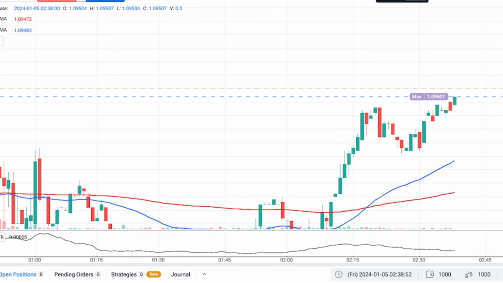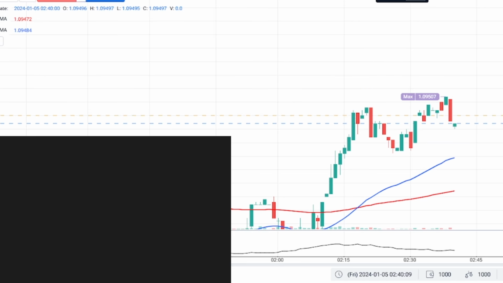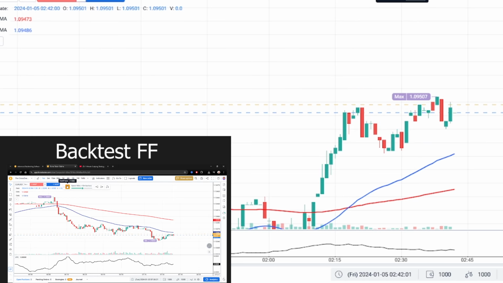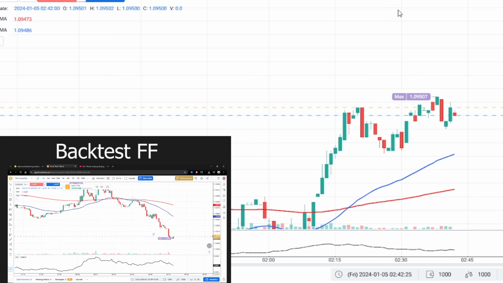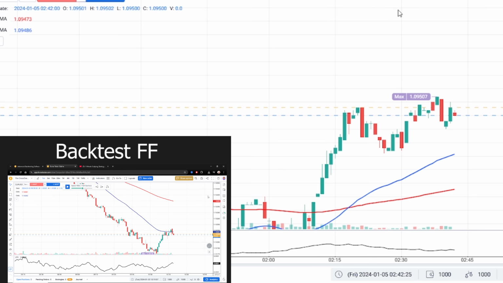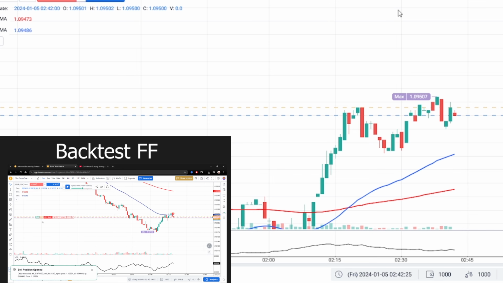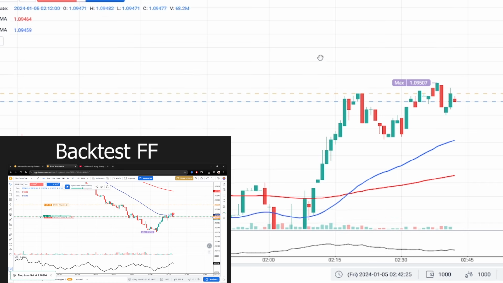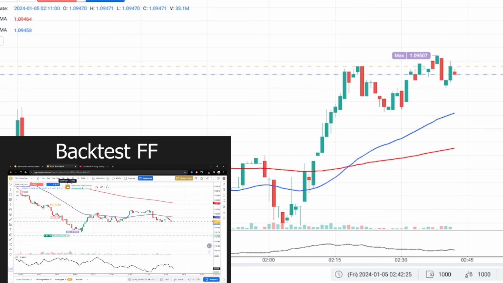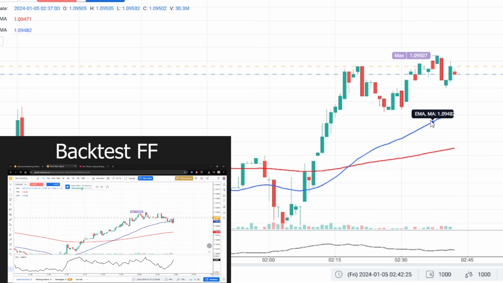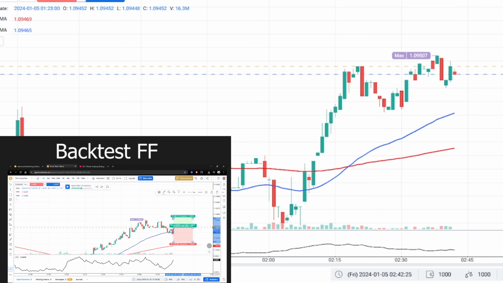So now I will explain how the strategy works, but to make this video short, I'm going to also show you the backtest of this video playing on the left side right here, and then I'm going to be explaining how the strategy works on the right side of the screen. So on the left side, this is the backtest, and here I'm going to show you how the strategy works. So this is how it works.